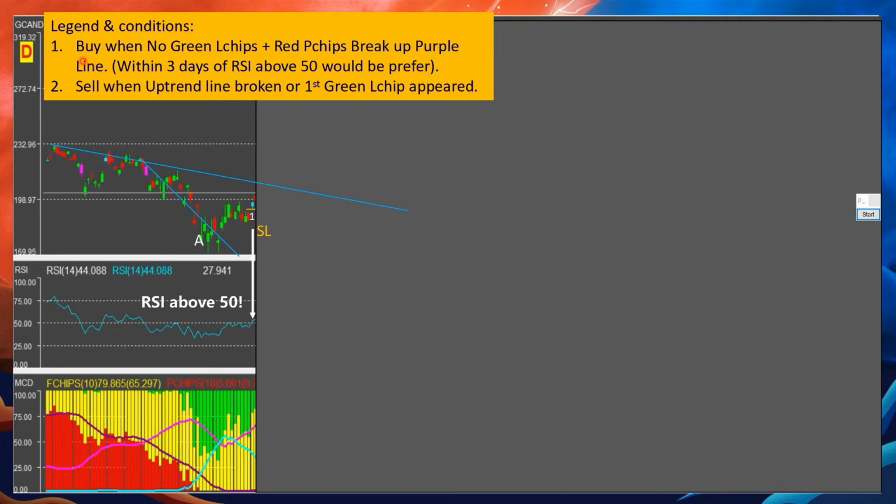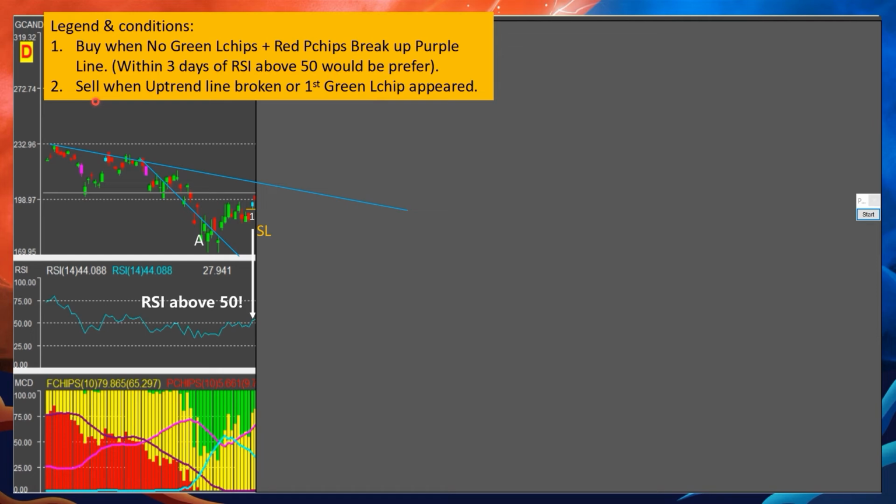Now, first, we will execute a buy when there are no green lock chips plus the red profitable chips break above the purple line. Now, if this condition has appeared within 3 days of RSI above 50, this will be better.